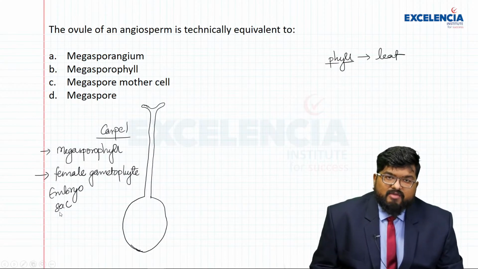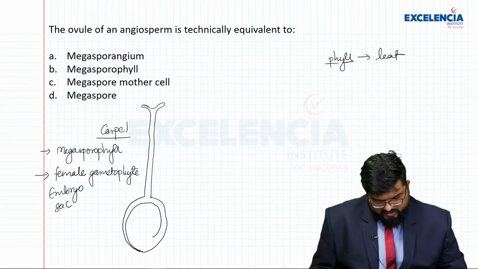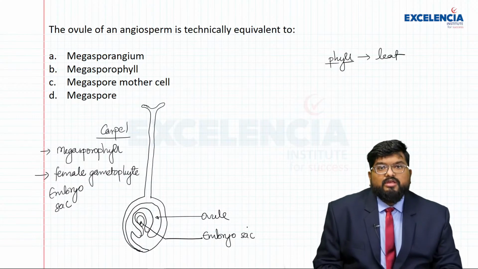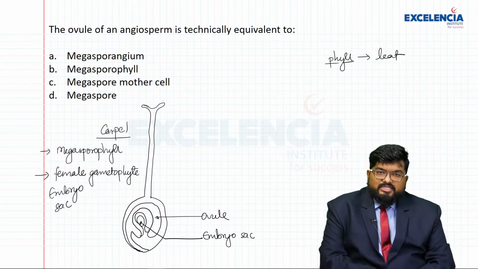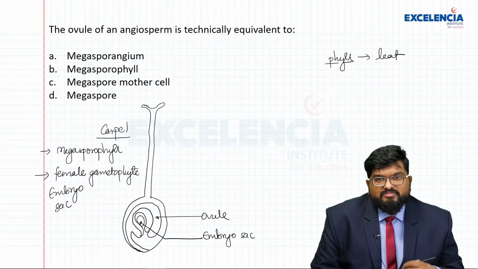Now this female gametophyte or the embryo sac is found where? It is found in this particular structure which is known as what? The ovule. Correct? So this is the ovule. And this is the embryo sac. Are you getting it? That is the ovule and that is the embryo sac. Now embryo sac is present inside the ovule. Megaspore is present inside the ovule. So the ovule is the one that is bearing the megaspore.